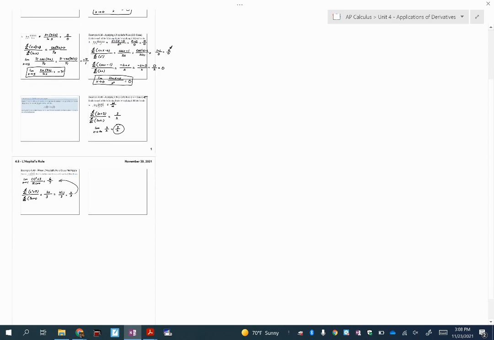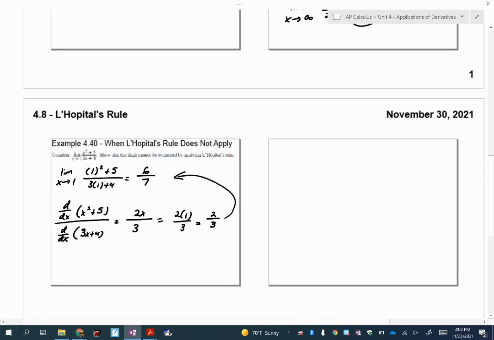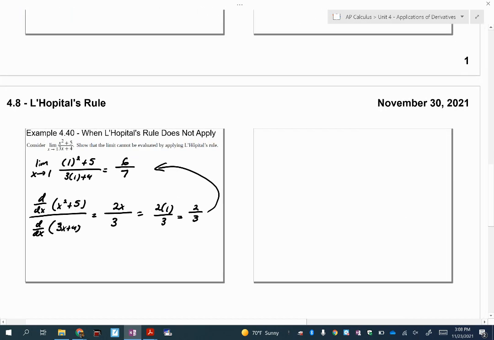All right, so that's all I wanted to show you for L'Hopital's rule. I know this is pretty quick, but I just want to show you this as another way to help us evaluate limits.